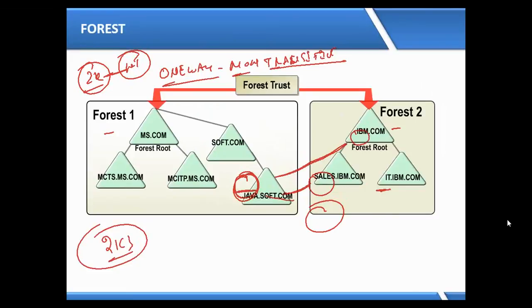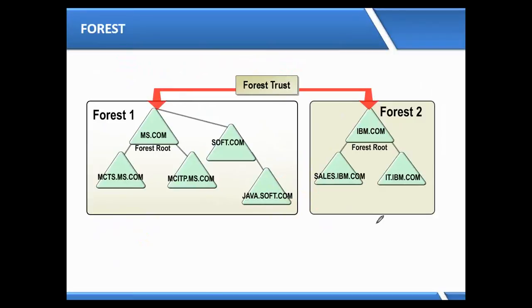Now, the fourth type of trust is called forest trust. Forest trust is configured between two roots. Forest trust is one-way or two-way transitive.